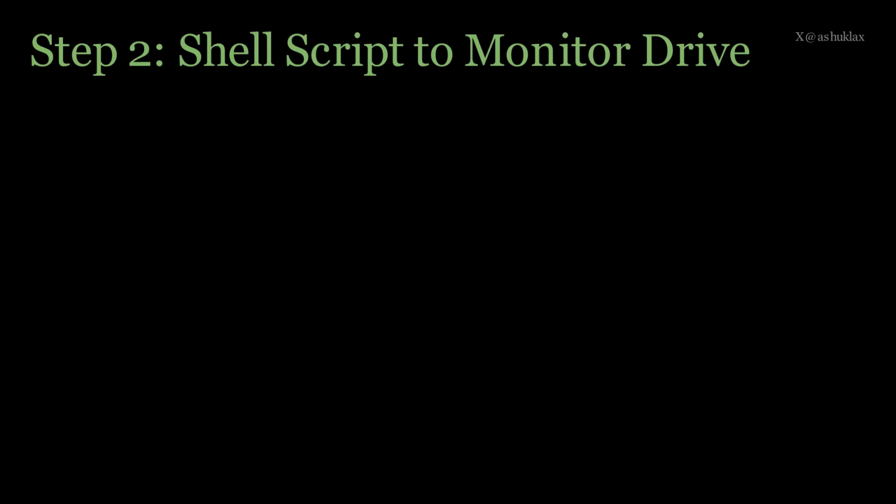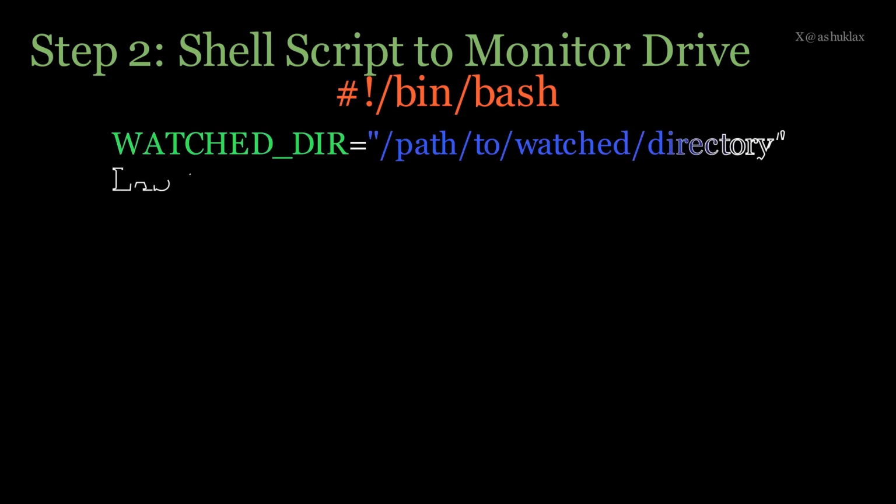So in number 1, you will see shebang, exclamation, bin bash. What is this called, shebang? It tells the system that this script should be run using the bash Linux shell. Number 2, watch_dir equals path to your directory. So here in this line, we are defining a variable called watch_dir. Now what this variable does is assign the path of the directory which you want to monitor.